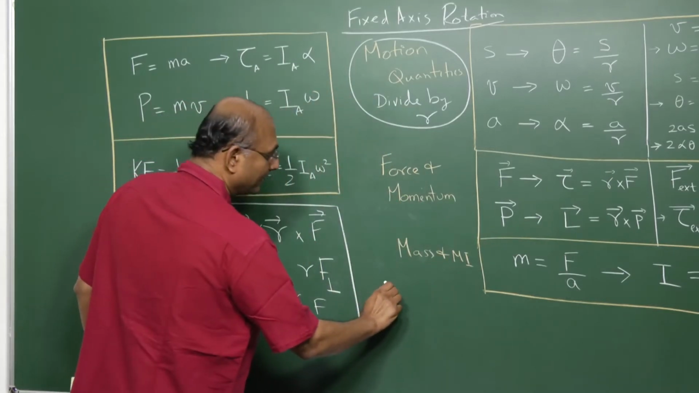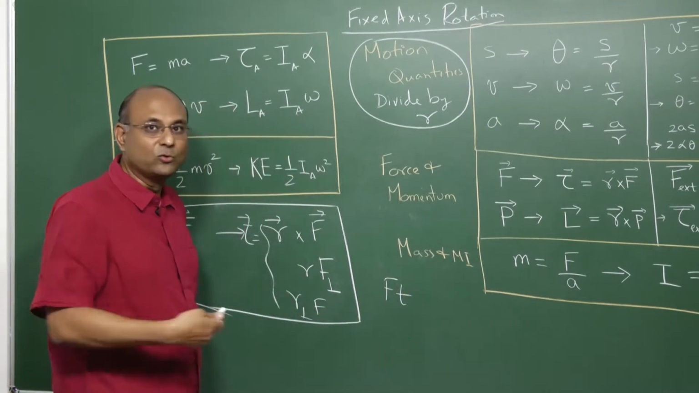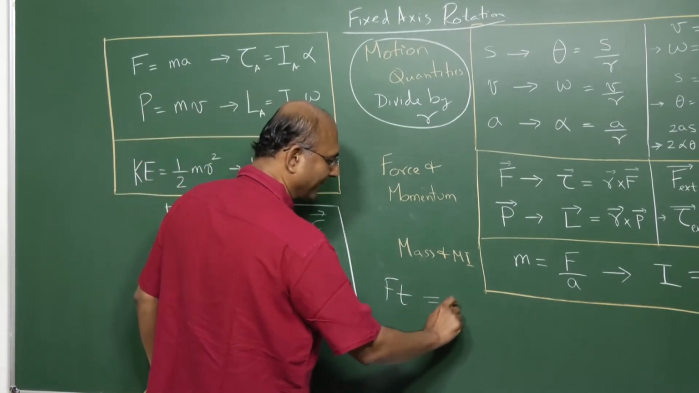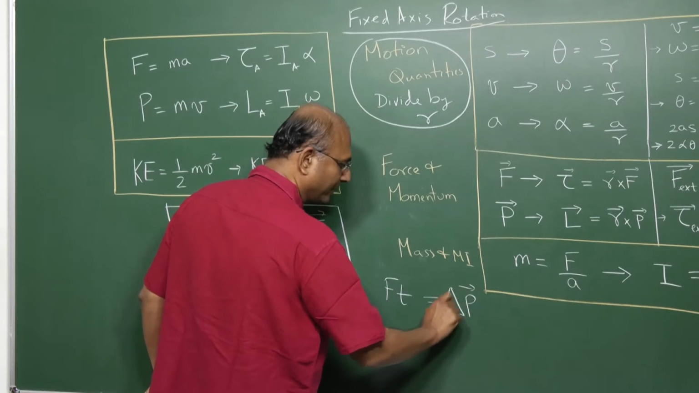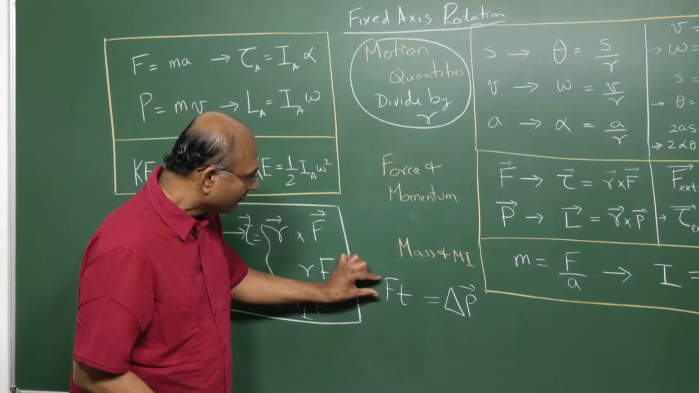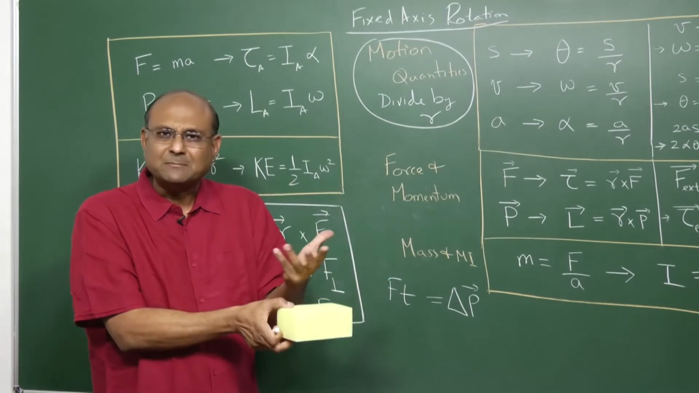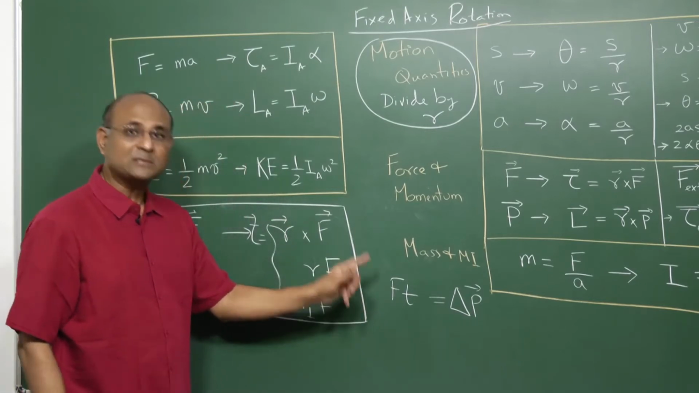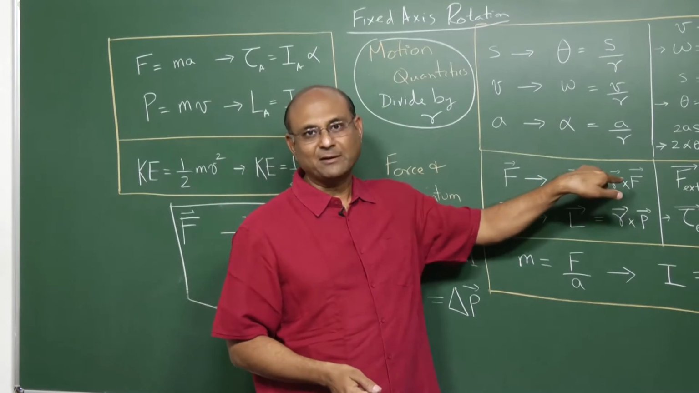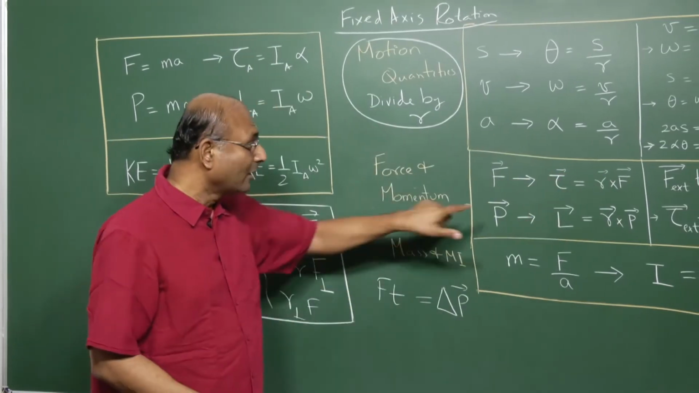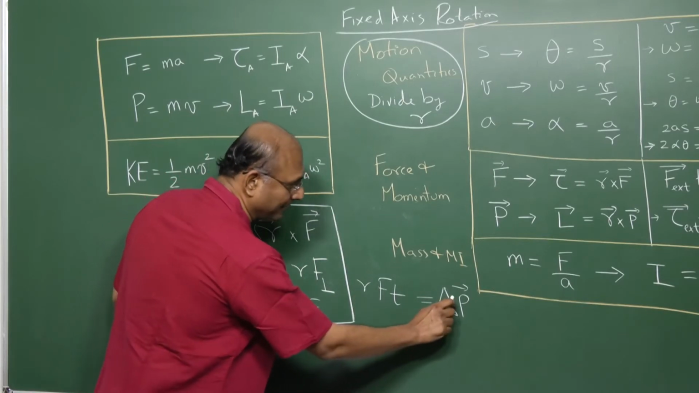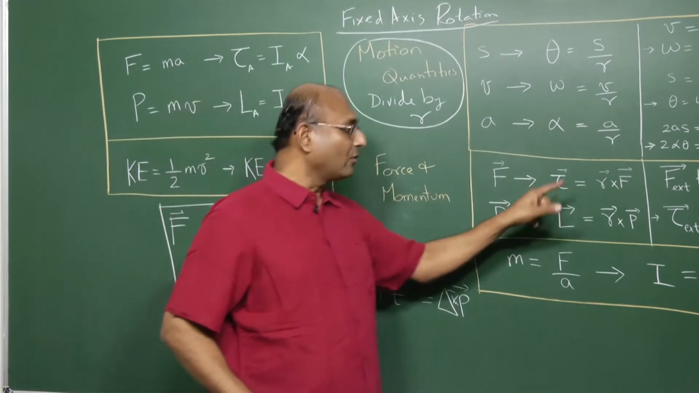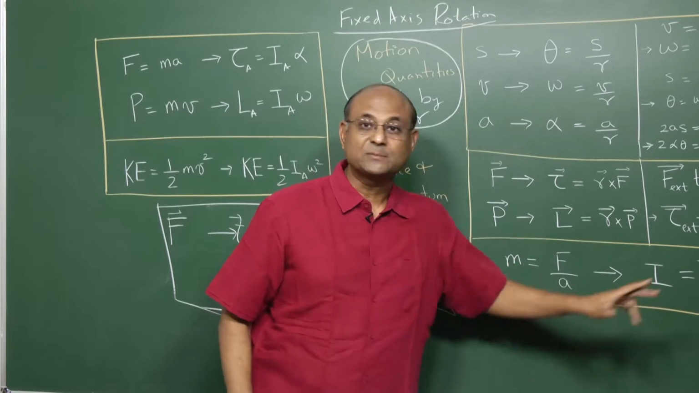But you see, force into time, what does it do? Force into time changes momentum, correct? Force into time is change in momentum. Momentum and force in some sense are very similar quantities that way, except for the fact that there is a time, right? So, if force is going to become angular force, we have a new name for it called torque, which means you are multiplying by R. For momentum also you must, because if I multiply by R here, I must multiply by R there. R cross F, R cross P. So angular momentum should be defined as R cross P.